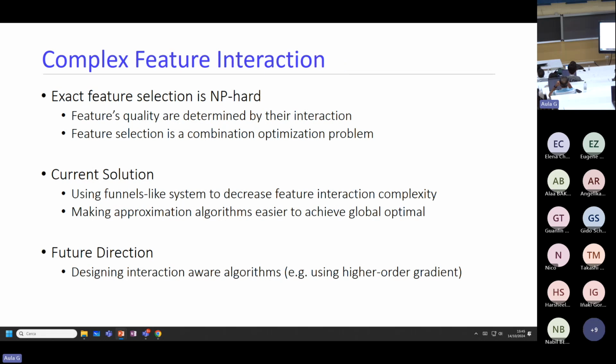The second is very complex feature interaction. Because of feature interaction, the feature selection problem is NP-hard. Feature quality is determined by their interaction, and feature selection is a combinatorial optimization problem. Our current solution is using a funnel-like system to decrease feature interaction complexity and make approximate algorithms easier to get closer to the global optimum. So the future direction is designing interaction-aware algorithms, for example, using higher-order gradients.